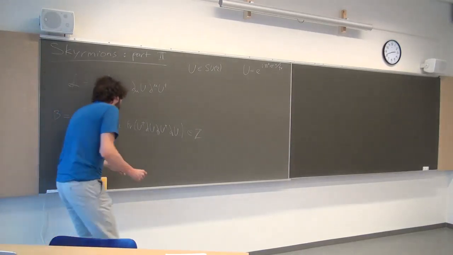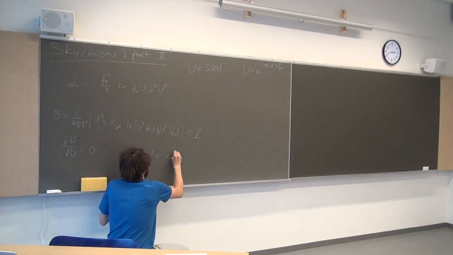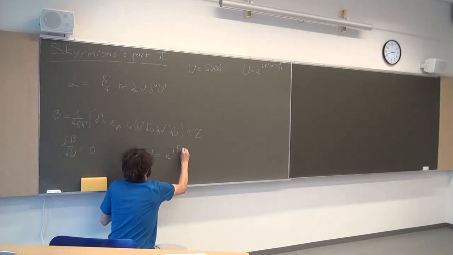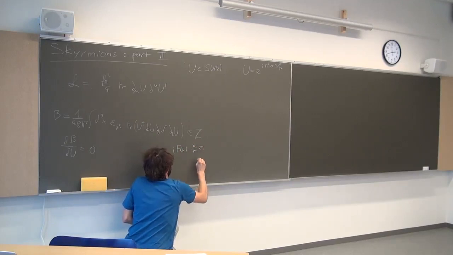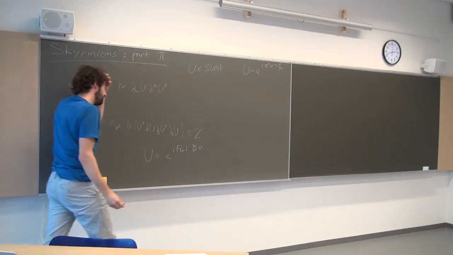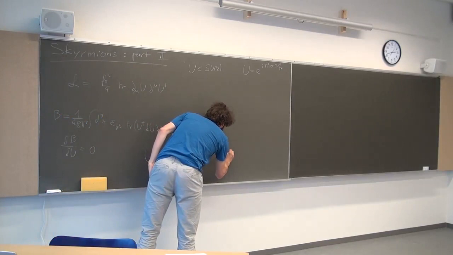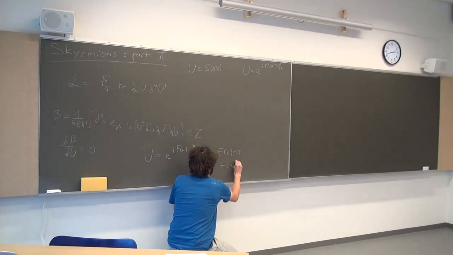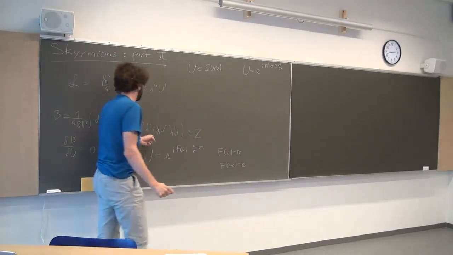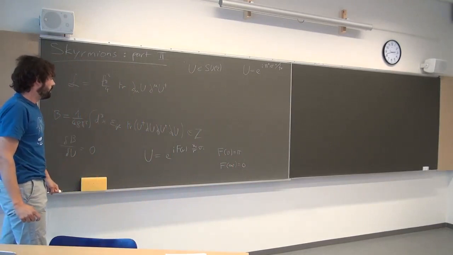And the way we did it was using this hedgehog ansatz, which says take the exponential of some function of r times basically the angle. With this ansatz, with the boundary condition for this function f, f of 0 being pi and f of infinity being 0, we would find a configuration that has winding number exactly 1.